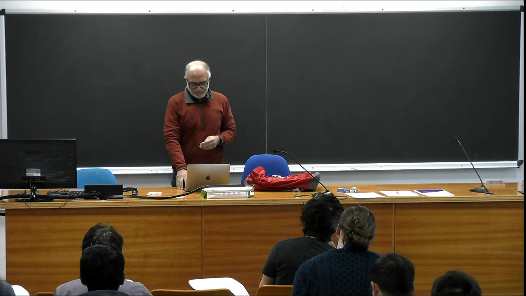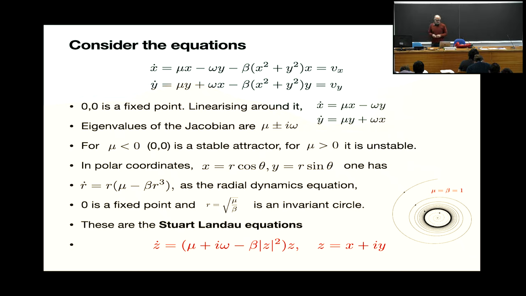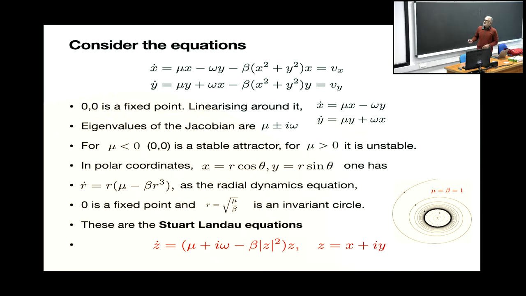All right? So, but first, let me introduce you to the Stuart-Landau system. Consider the following coupled equations. x dot is equal to mu x minus omega y minus beta times (x squared plus y squared) times x. And this is the velocity in the x direction. And y dot is very similar except some signs are changed.